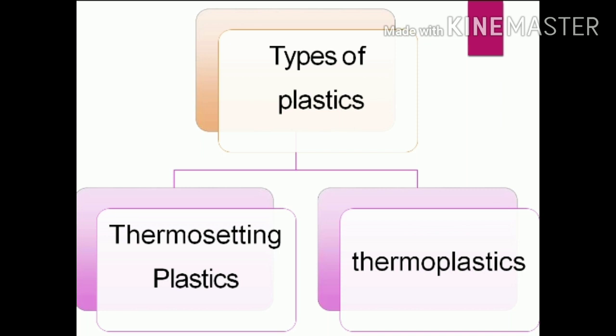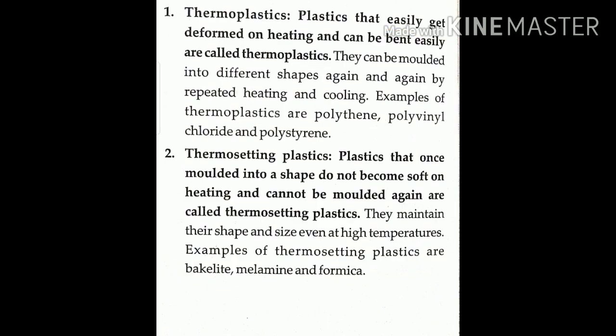Now there are two types of plastics. One is thermosetting plastics and the other is thermoplastics. We will discuss each type in detail. Those plastics that can easily get deformed on heating and can be easily bent are called thermoplastics. These types of plastics can be easily molded into any shape again and again by repeated heating and cooling. Some examples of thermoplastics are polythene, PVC, that is polyvinyl chloride, and polystyrene.